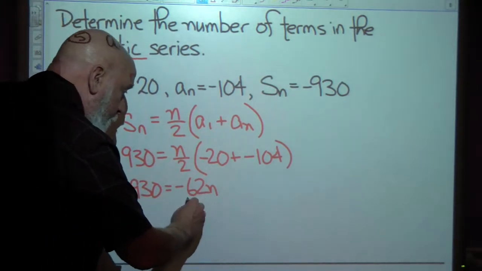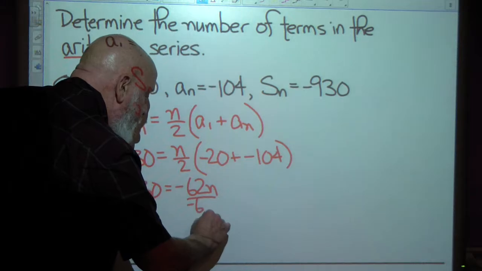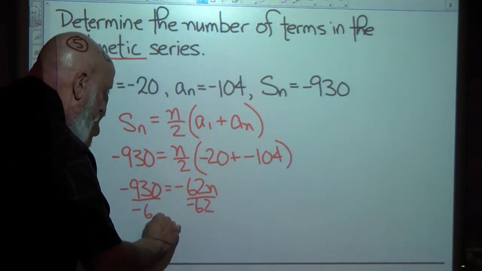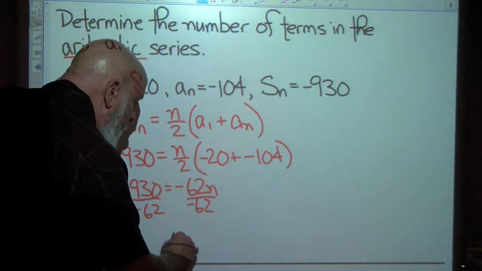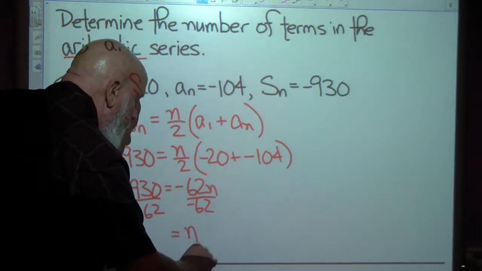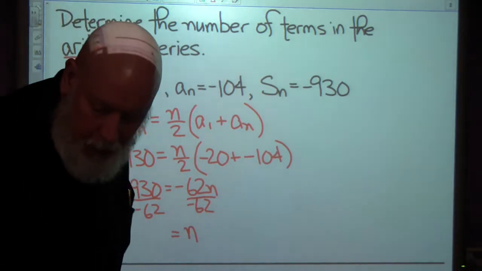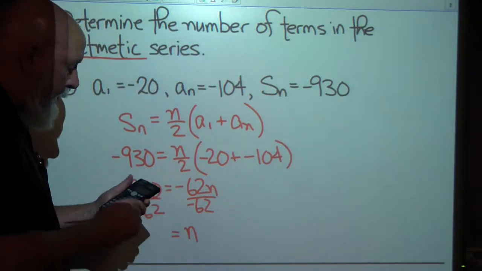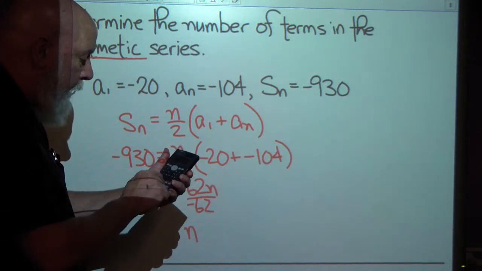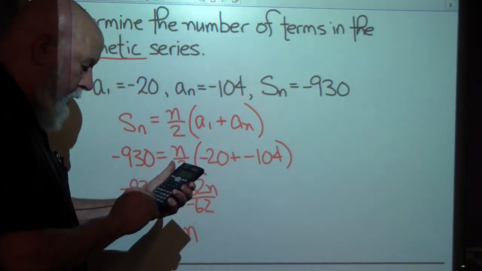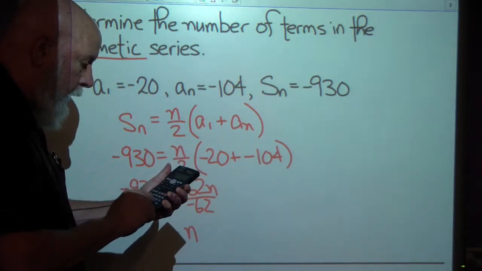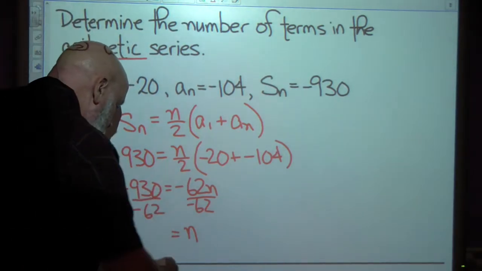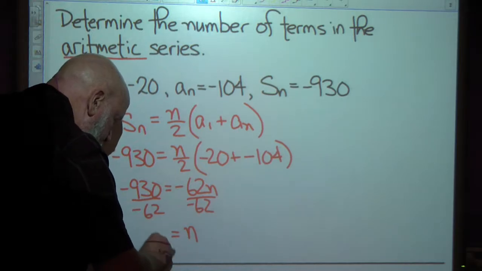And I'm going to divide both sides by negative 62 now. And this will solve, hopefully, if I haven't made a mistake, for the number of terms in this particular series. Where'd my calculator go? 930 divided by 62, negative over negative will be positive, so I can ignore the minus signs. 930 divided by 62. 15. So hopefully, if I haven't made a mistake, there are 15 terms.